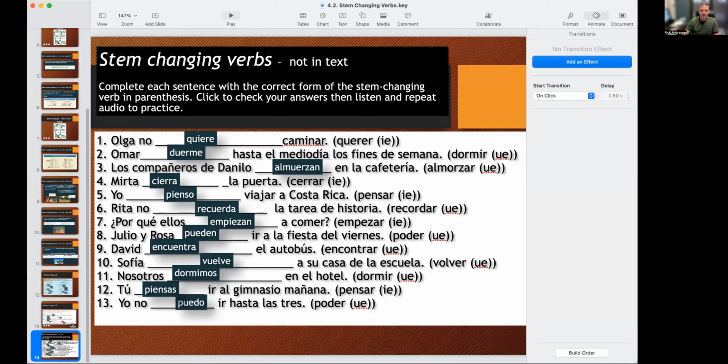All right. So, a lot of important things going on here. These stem changing verbs are wonderful. They're going to be very helpful to you as you increase your ability to talk to people and to understand what people are saying.